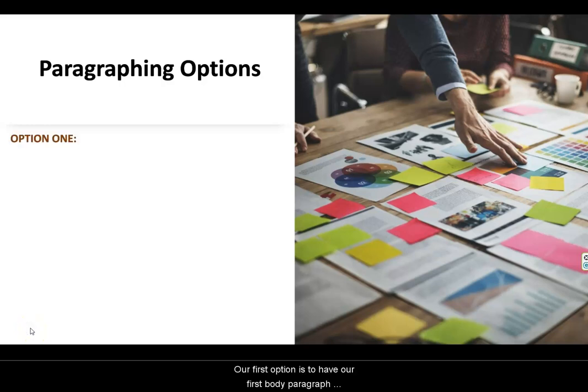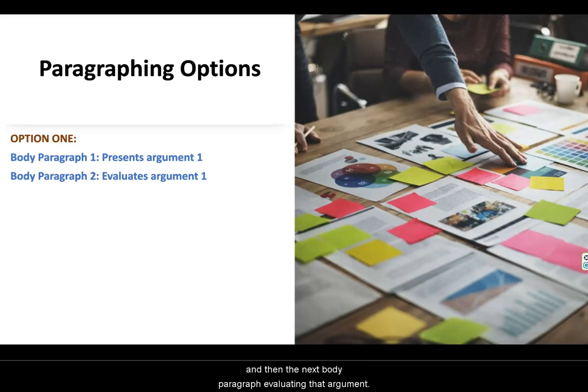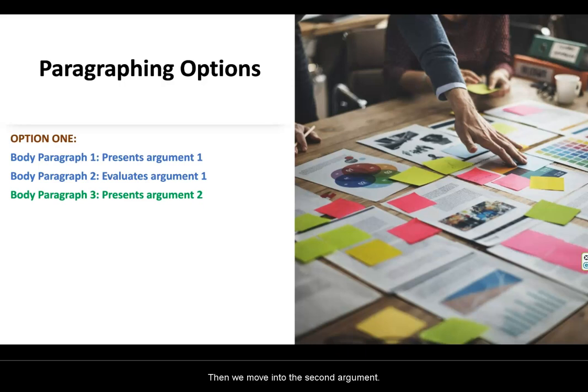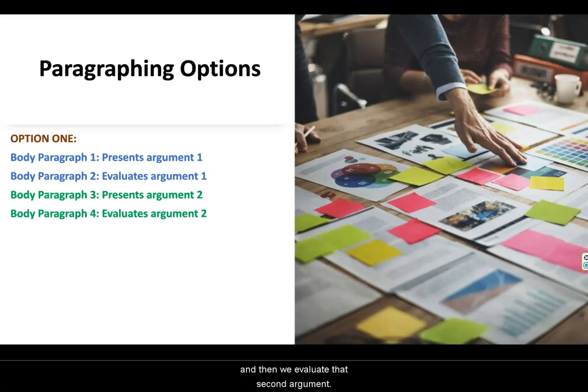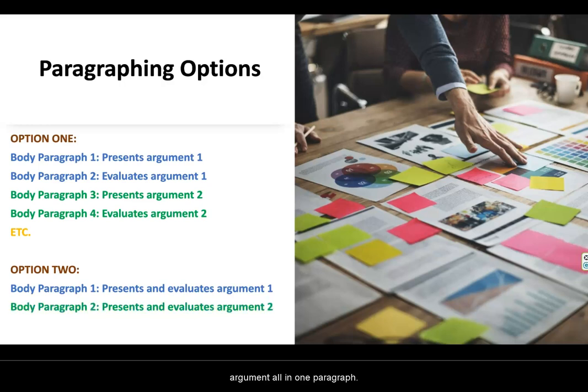Our first option is to have our first body paragraph presenting the first argument, and then the next body paragraph evaluating that argument. Then we move into the second argument. We present another argument related to our issue, and then we evaluate that second argument. And then if we have more arguments, we can continue on and on. The second option is to present and evaluate the first argument all in one paragraph. And then when we move into the second argument, we might do something similar. We might present and evaluate the second argument. And then we can continue on in that vein.